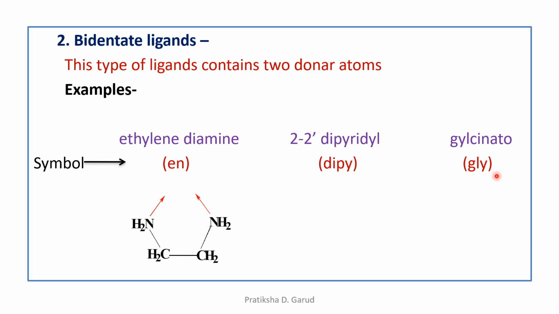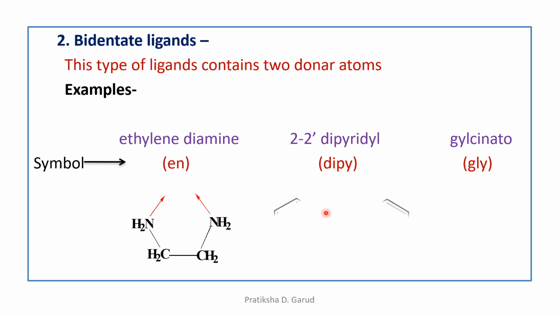For ethylene diamine, ethylene means the CH2CH2 group. So this is the CH2CH2 group, and diamine means two NH2 groups. So this CH2CH2 on one side is attached to one NH2, on the other side attached to another NH2. So it is ethylene diamine. Now here there are two nitrogen atoms. Two nitrogen means two lone pairs, and they are donated to the metal. So here there is a metal, and as there are two donor atoms, it is called a bidentate ligand.